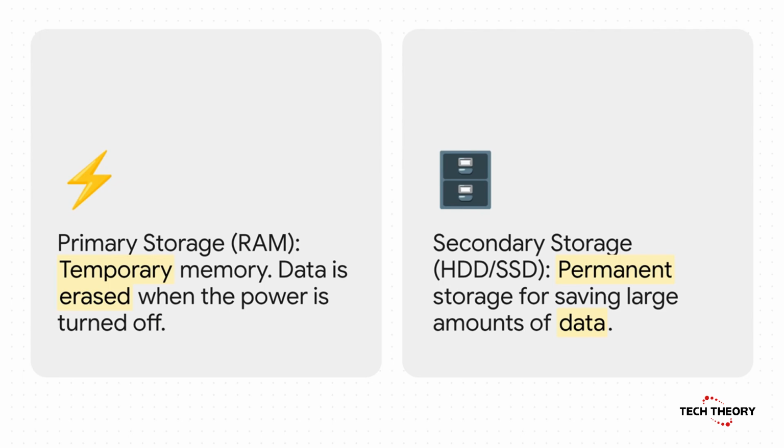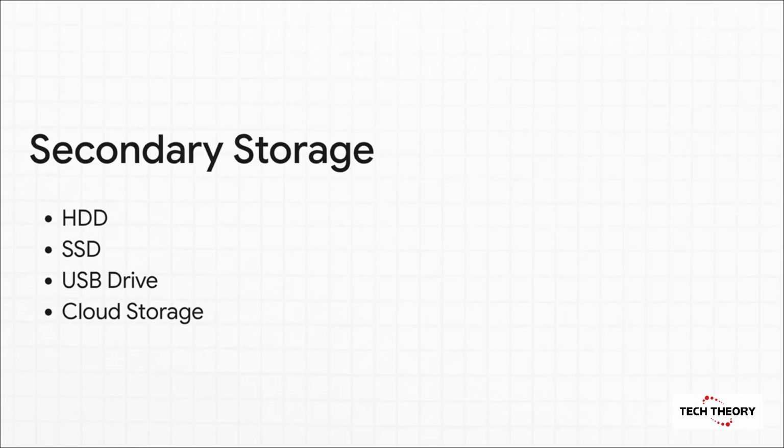Secondary storage, like a hard drive or an SSD, that's your filing cabinet. It's where you put stuff for the long haul. It's a little slower to pull things out, but your files are safe and sound even with no power. And that filing cabinet comes in all shapes and sizes you totally know.